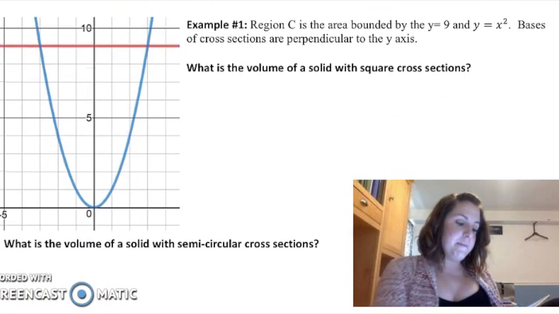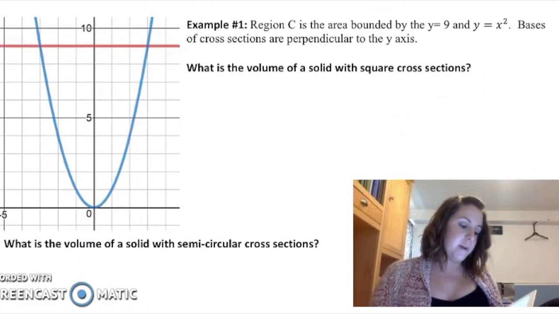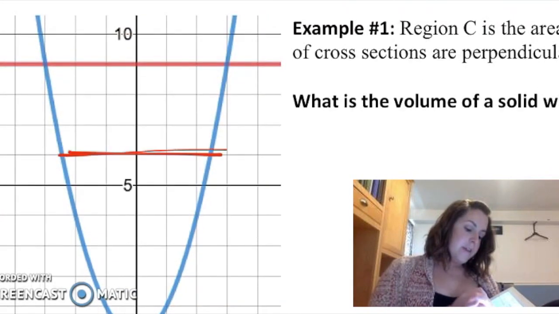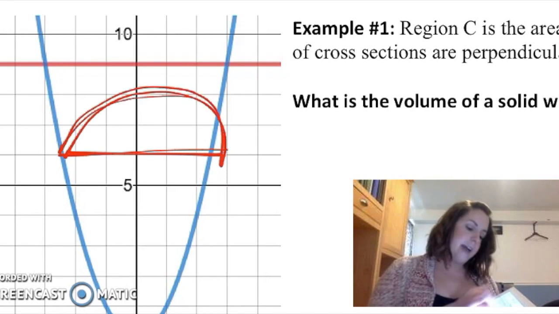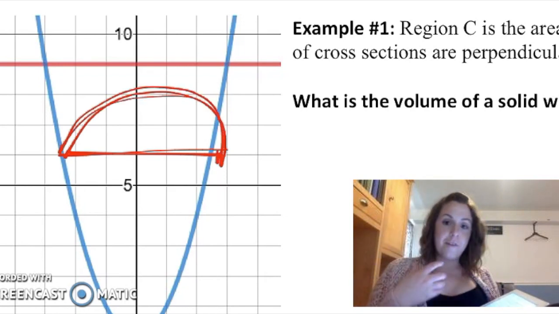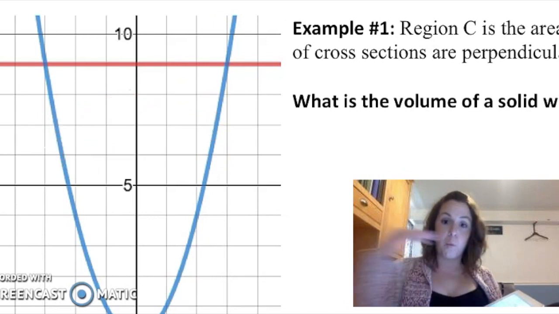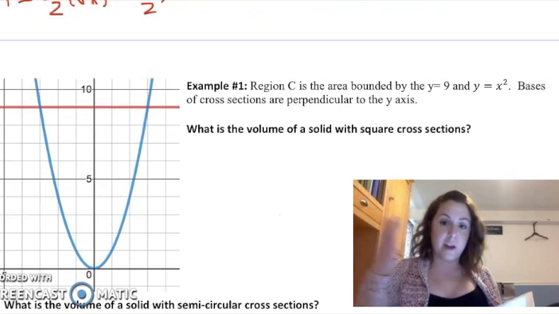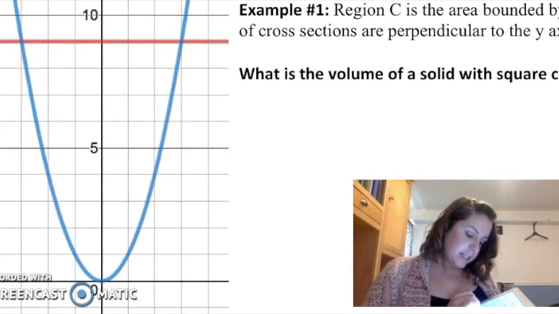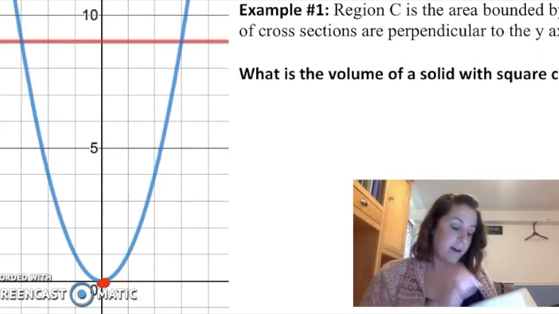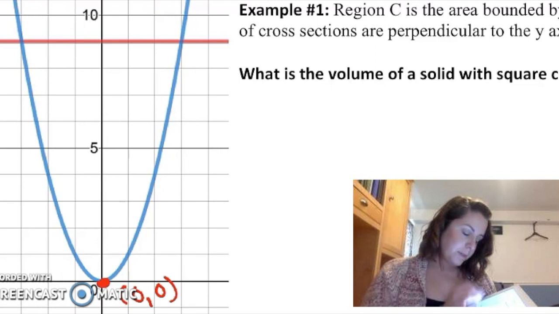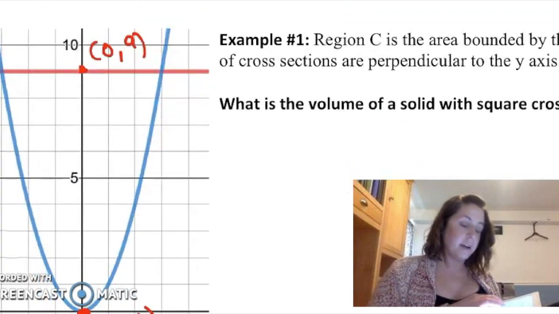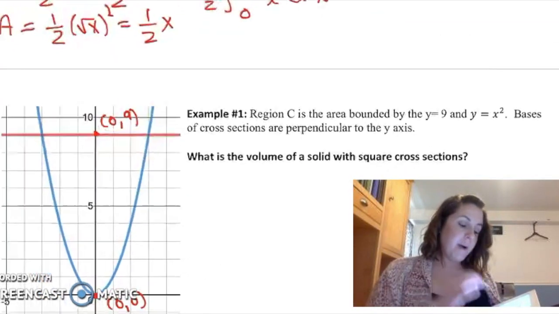So now region C is the bounded area by y equals 9, y equals x squared. Bases of cross sections are perpendicular to the y-axis. So now I'm looking at cross sections that go like this, and they come out on the z-axis three-dimensionally, right, off of this region. And so now because I'm cutting the y-axis, these are going to be dy. So the first thing I want to do is look at my region, figure out what my bounds are, go from there. This part here, thinking about my y bounds, that's 0, 0. This up here is 0, 9. So my y bounds here are going to go from 0 to 9 because that's my y values.